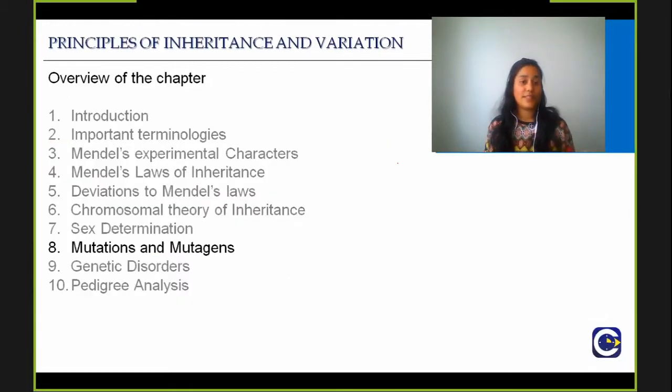Then we are done with sex determination. And today's lecture is quite a lot, I feel. We'll quickly do mutations and mutagens. And see, in mutations and mutagens, there are very little new concepts, okay? Most of you already know all the concepts.